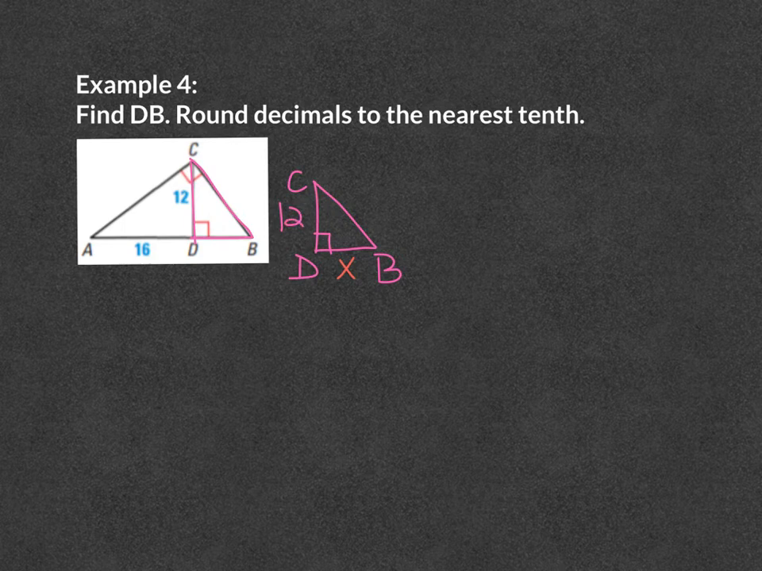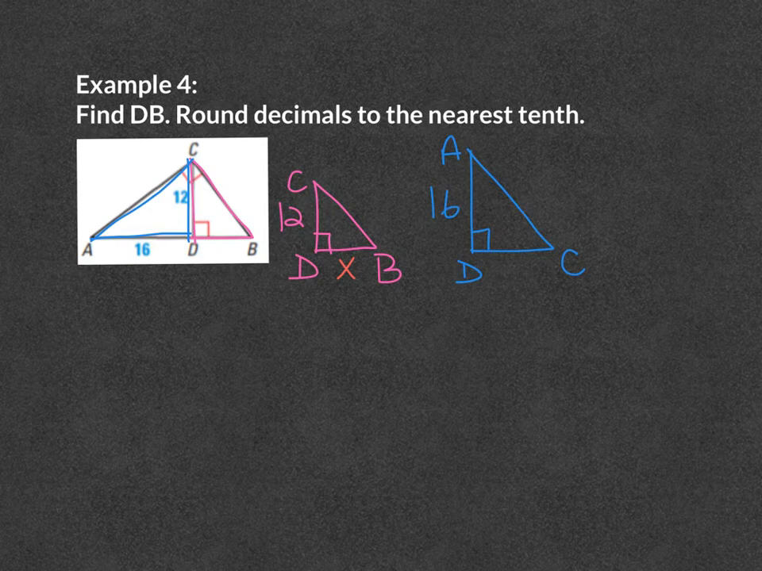Now, my medium triangle is going to be in blue. I'm going to go ahead and turn it, and I'm going to draw it over here. My height, let me label first. I have A, D, C. Now my height will be 16, and my base will be 12. So I'm going to set it up as a proportion. I'm going to set it up as height over base.